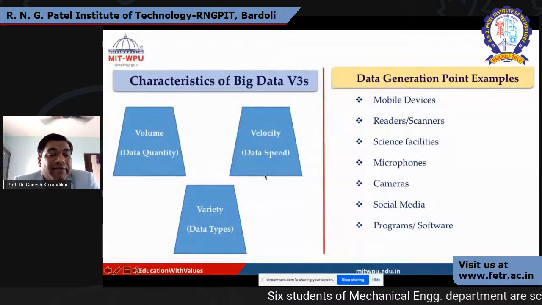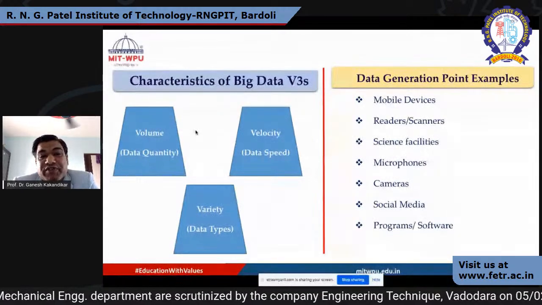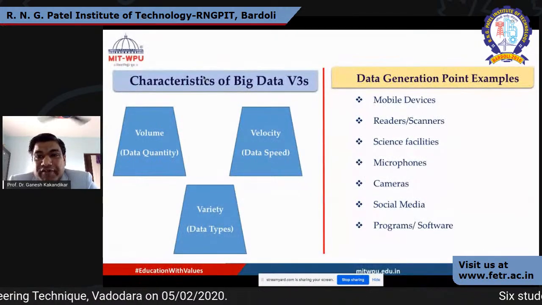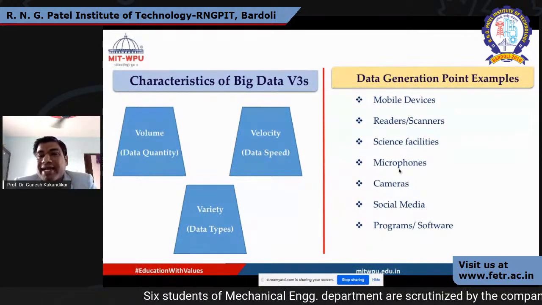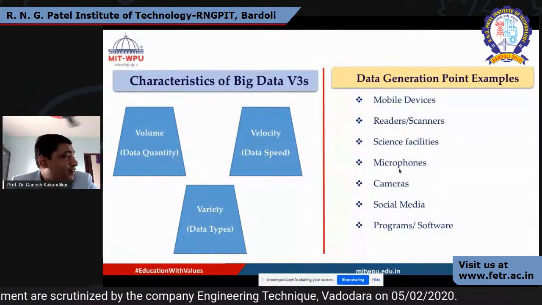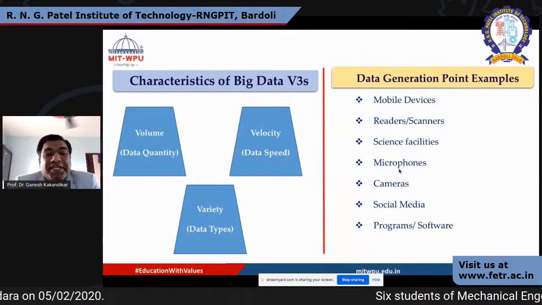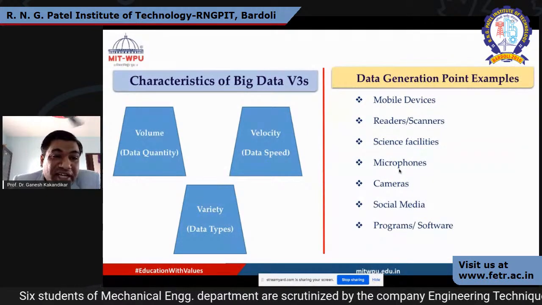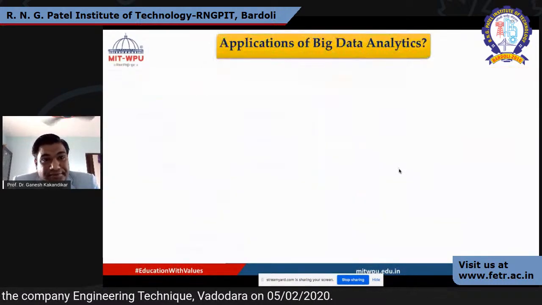So we must understand that our data in manufacturing has a lot of volume, and it requires velocity. So we must have supporting systems which will allow us to handle this data and also to handle the variety of data. And if you see some general examples, mobile devices, readers, scanners, microphones, cameras, they handle a lot of data. Similarly, now we need to understand that on the shop floor in the manufacturing sector, we are handling a lot of data, but there are no expert people to work in these areas. Companies are shifting from manual handling of data to computerized handling of data, and we are slowly converting from small data to big data.